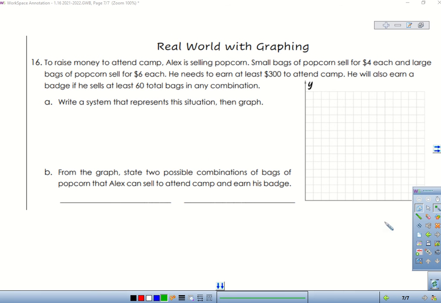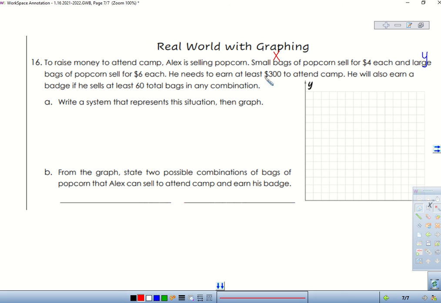So, real world problem. It says, to raise money to attend camp, Alex is selling popcorn, and he's selling small popcorn bags, we're going to call small bags X, for $4 each. And large bags, we're going to call Y, for $6 each. And he needs to earn at least $300 to attend camp. He will also earn a badge if he sells at least 60 total bags in any combination. So, basically, we're going to set up our first inequality.